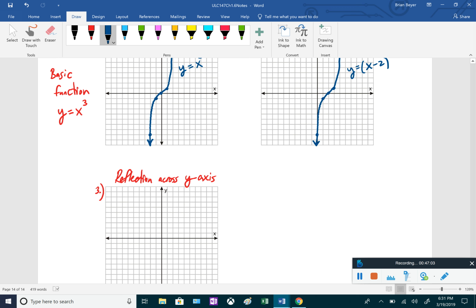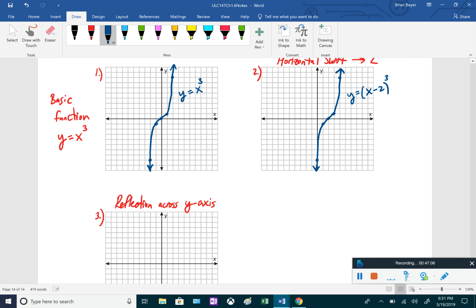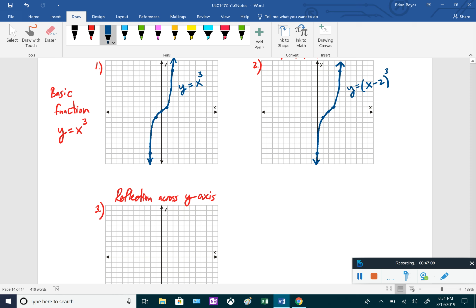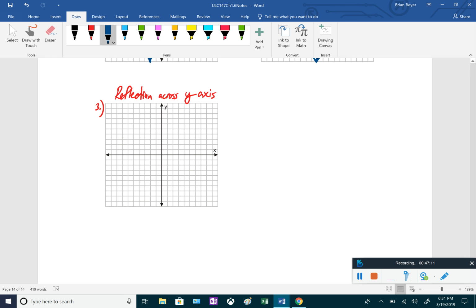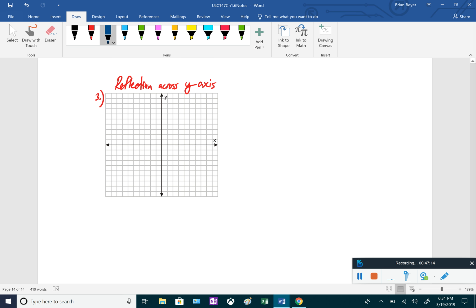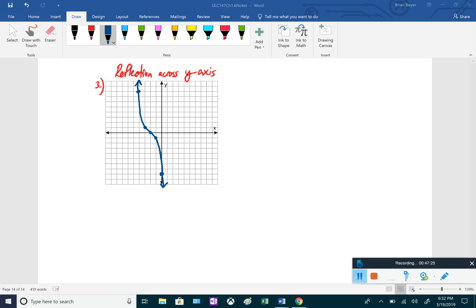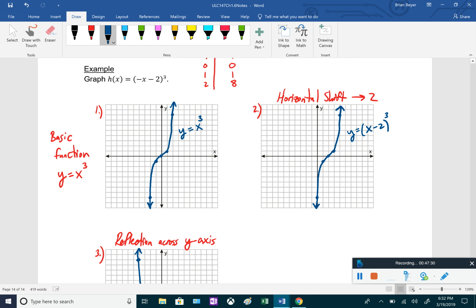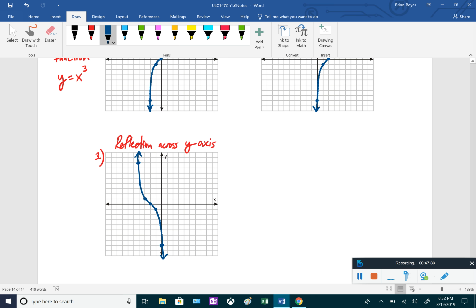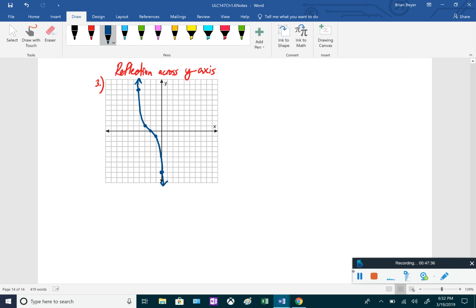So we're going to take all of the points that we just plotted and we're going to reflect them over the y-axis, which is negating the x values. So that's going to look something like this. So these are all the points reflected over the y-axis, and then we connect them. So we get something like that. And lastly, we check for a vertical shift. There is no vertical shift here. There's no plus or minus number completely after the fact. So this is our function, which is h of x equals -x minus 2 cubed.